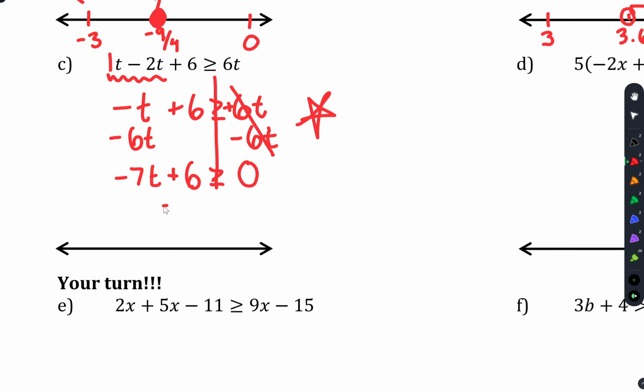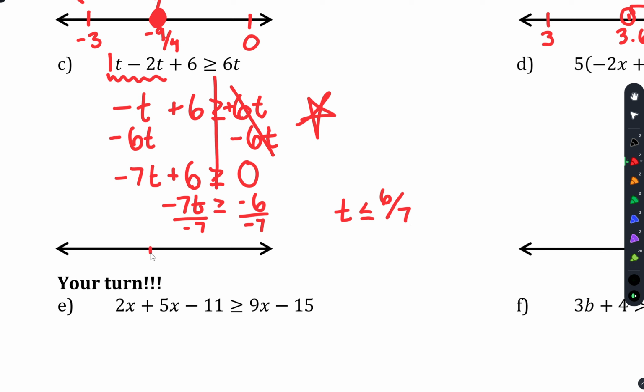So then I get negative 7t is greater than or equal to negative 6, because I'm subtracting 6 from both sides. Divide both sides by negative 7. That should be t. What happens to my sign? It flips, because I'm dividing by a negative 7 on both sides. And then I have 6/7.